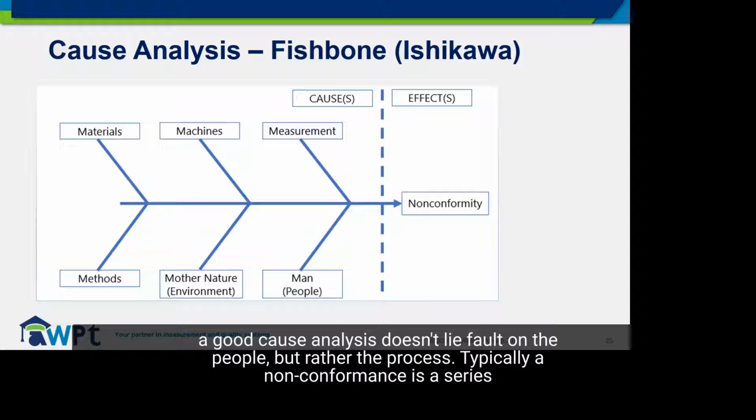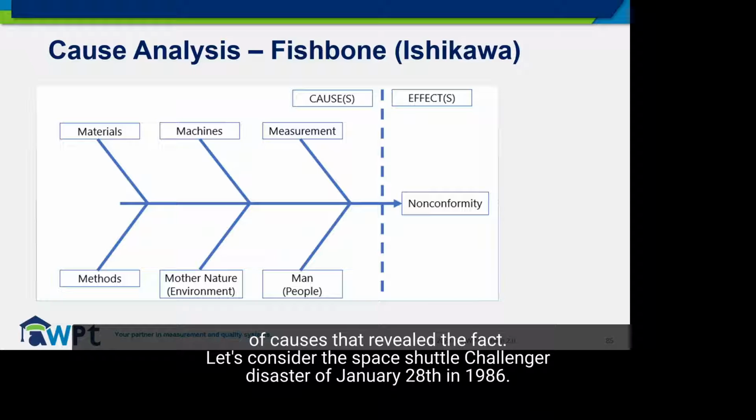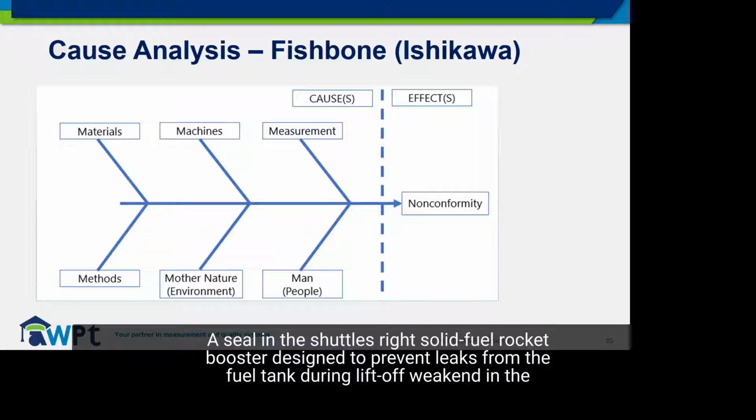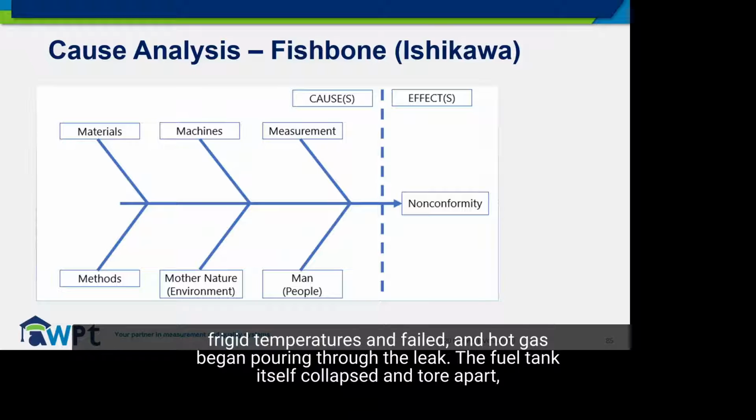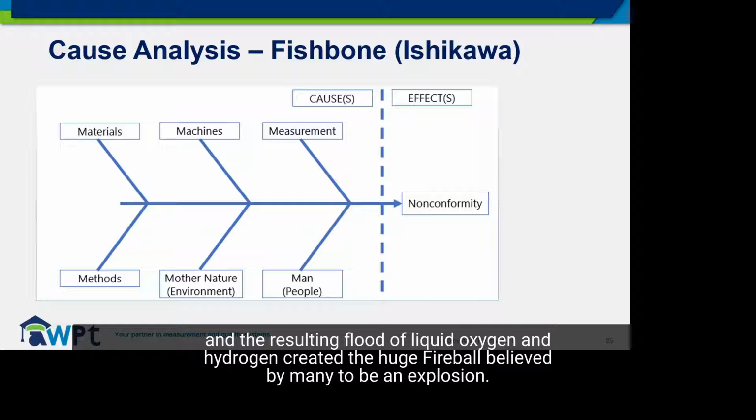Typically, a nonconformance is a series of causes that reveal the effect. Let's consider the Space Shuttle Challenger disaster of January 28th in 1986. A seal in the shuttle's right solid fuel rocket booster designed to prevent leaks from the fuel tank during liftoff weakened in the frigid temperatures and failed, and hot gas began pouring through the leak. The fuel tank itself collapsed and tore apart, and the resulting flood of liquid oxygen and hydrogen created the huge fireball believed by many to be an explosion.